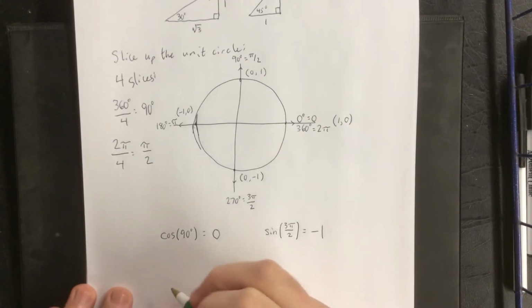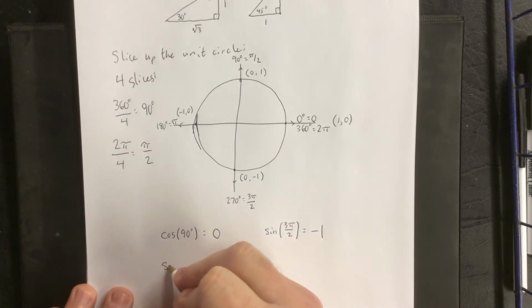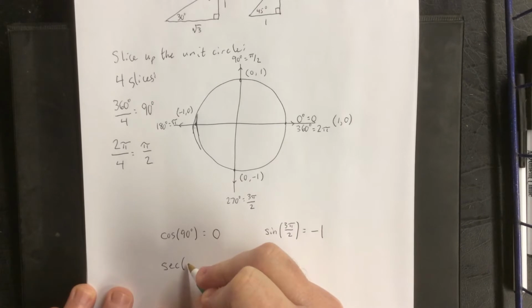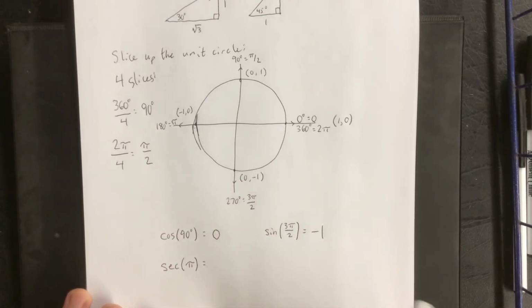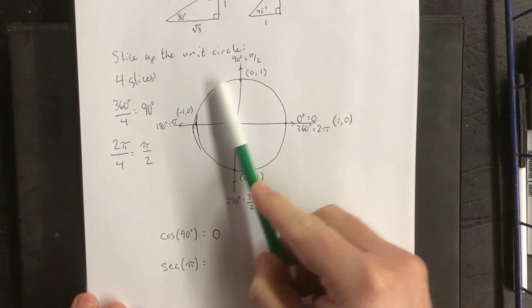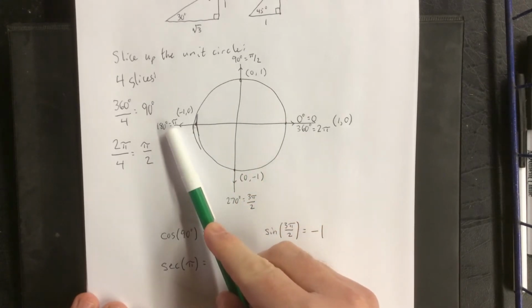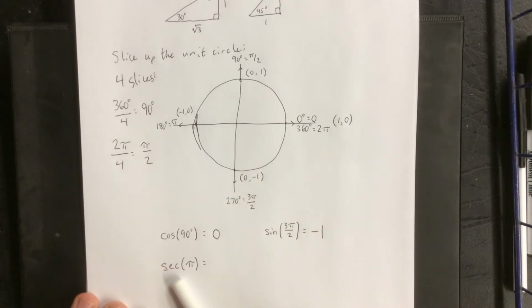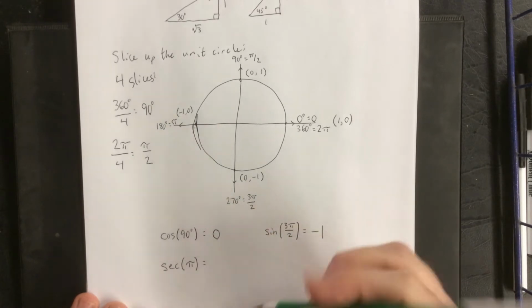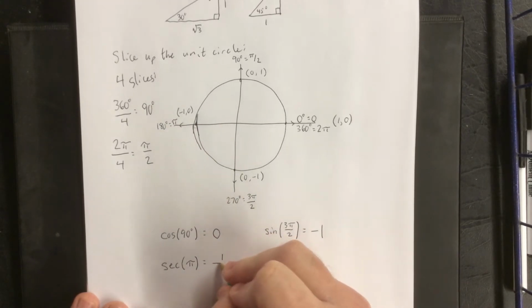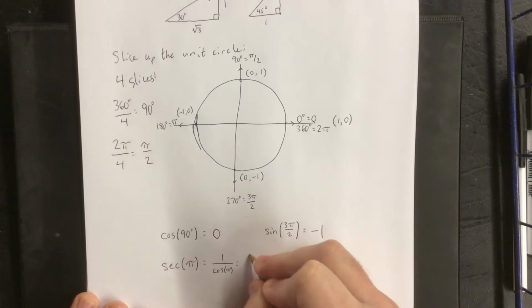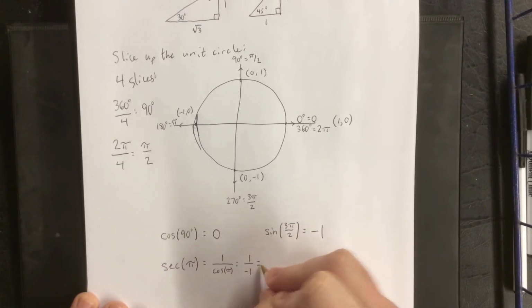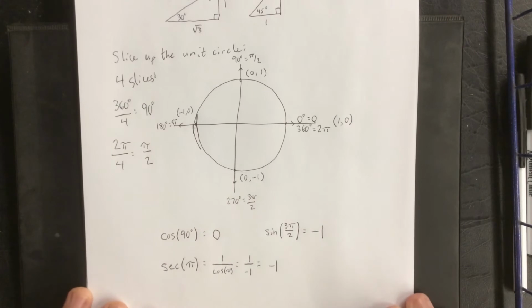We could also do something like the secant of pi radians. For the secant of pi radians, we go over to where we see pi as an angle. The secant is supposed to be the reciprocal of the cosine. The cosine is -1, so we could call this the reciprocal of the cosine of pi. That'd be the reciprocal of -1. This, of course, would be -1 as well.